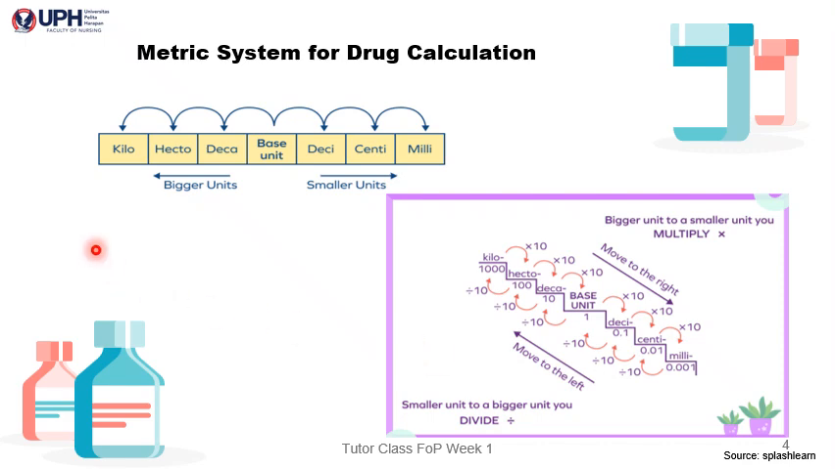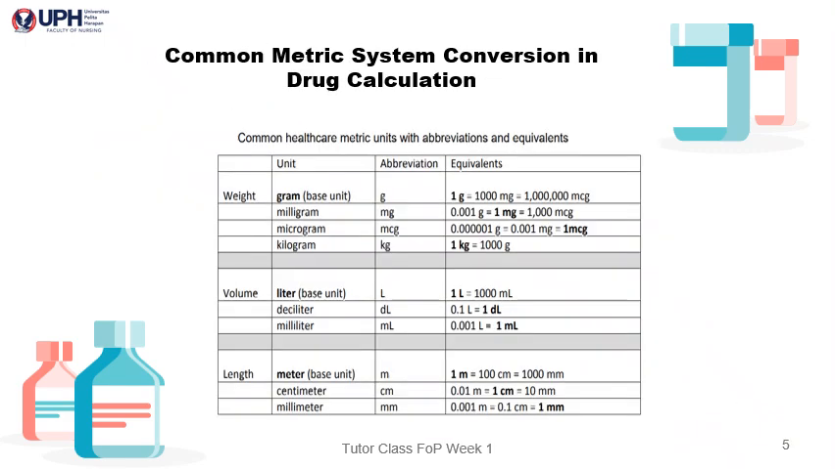Next, remember the metric system for drug calculation. We use kilo, hecto, deca, and the base unit, which is meter, gram, or liter, and then deci, centi, and milli. So we have the smaller units and the bigger units. Remember that if we go down, we multiply by 10, and when we go up, we divide by 10. And this is a very common conversion system in drug calculations.